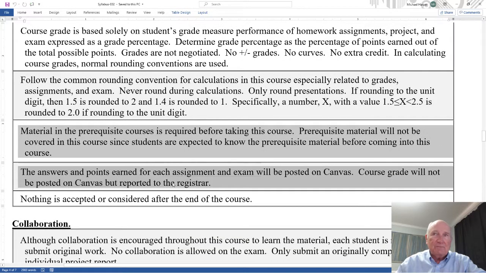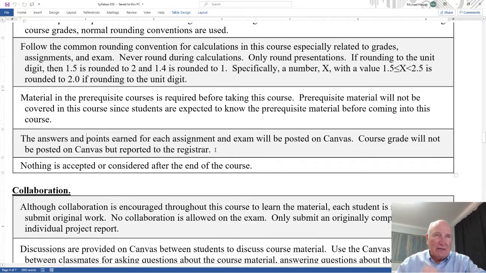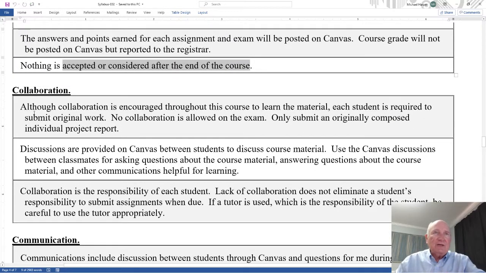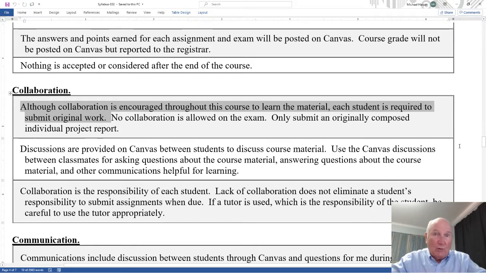Prerequisites, I mentioned this. The points earned is how you calculate your grade. Nothing is accepted after the end of the course. Collaboration. Now, collaboration is encouraged throughout this course to learn the material, but each student is required to submit original work. Now, this first sentence here is important, not just for the course, but also for working. In other words, this is a professional school giving you a foundation degree to go out and work in business. So the idea here is collaboration is extremely important in school and in business. In other words, ask questions, learn from each other, if you're not clear, ask. And not only in school, but also in business.